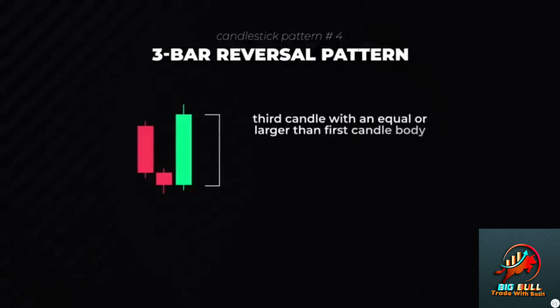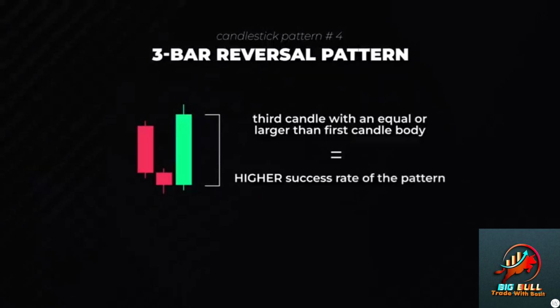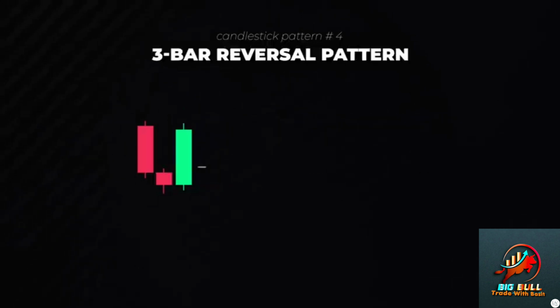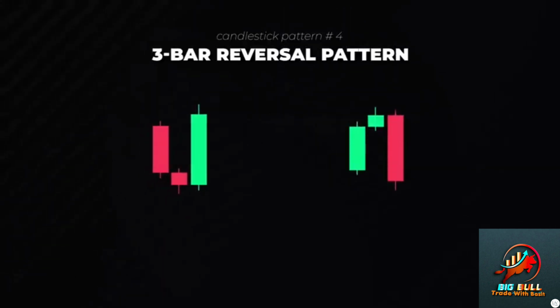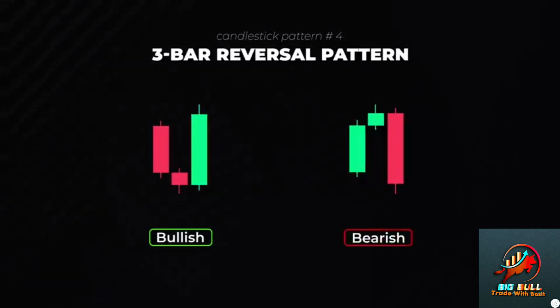If the third candle's body is equal to or larger than the first candle, it suggests a higher success rate and is considered a strong entry signal. If the third candle is smaller than the first, this suggests a lower chance of success and is considered a weaker entry signal. There are 2 types of 3-bar reversal patterns. The bullish 3-bar reversal, where the first 2 candles are red and the third is green, and the bearish 3-bar reversal, where the first 2 candles are green and the third is red.